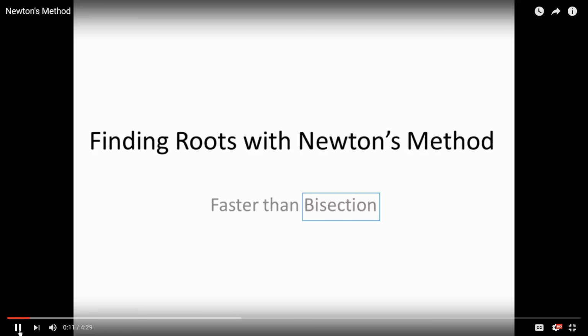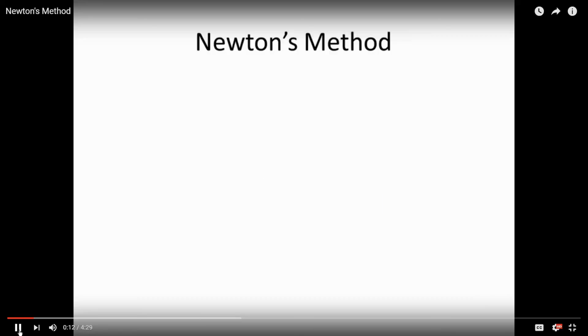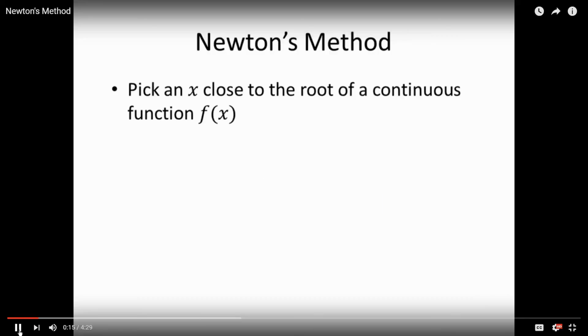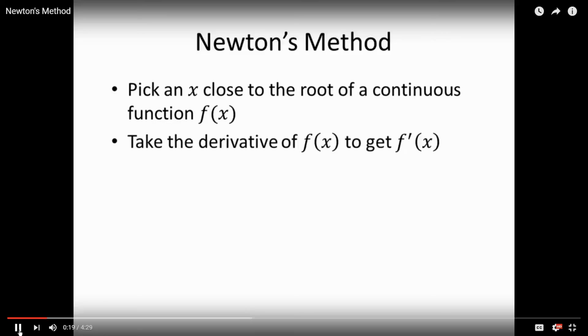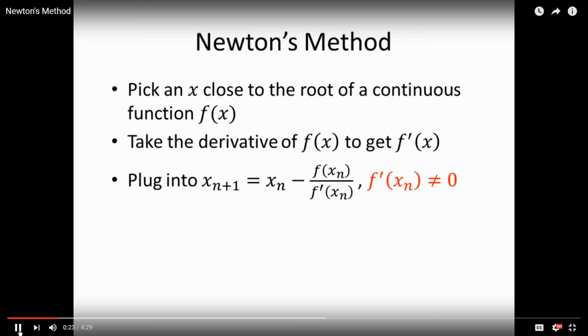So let's get started. First off, what is Newton's method? Well, Newton's method says to first pick an x that's close to the root of a function, and then also take the derivative of the function to get f prime, and then plug it into this formula.